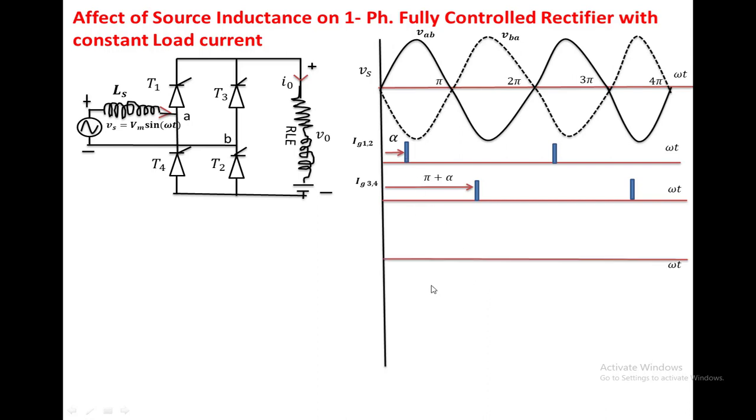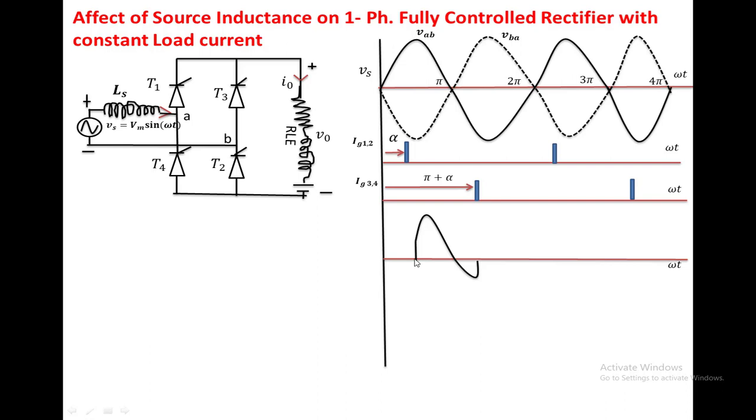If we take the continuous operation of the circuit, at angle alpha we are applying the trigger voltage to T1, T2. So the load current will be transferred from T3, T4 to T1, T2. The current through T3, T4 will slowly decrease and the current through T1, T2 will slowly increase because of this inductance. For some duration all four devices are conducting, so the output voltage becomes 0 for some duration. That duration is nothing but the overlap angle. So this is alpha.